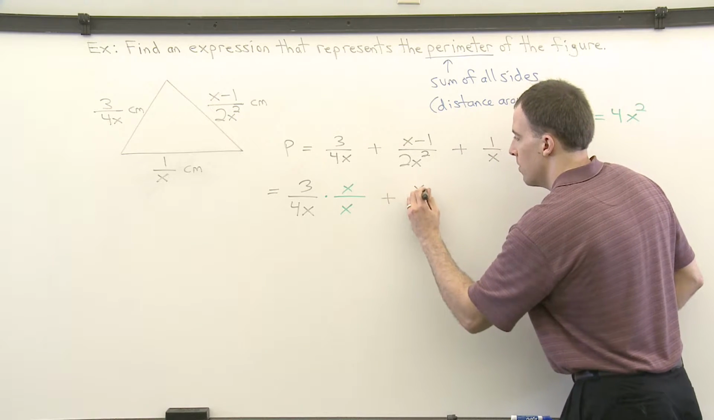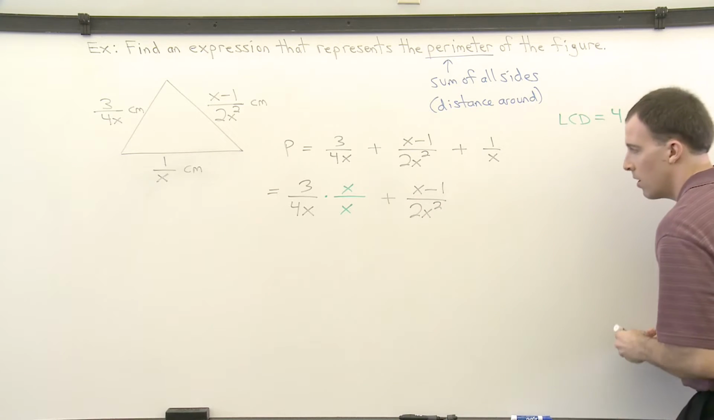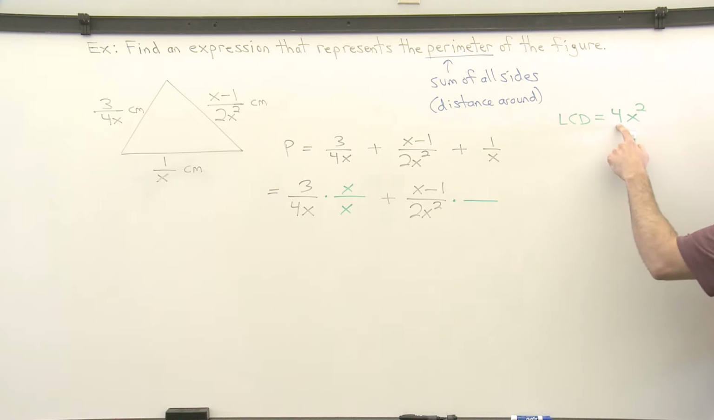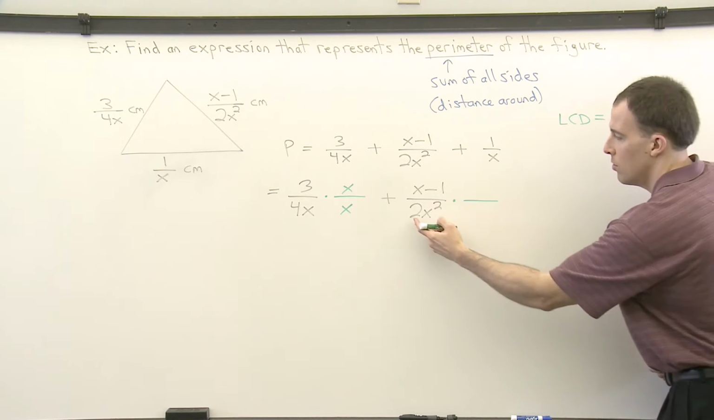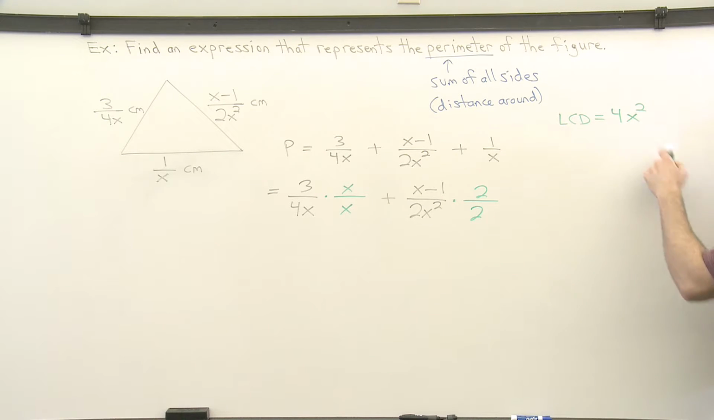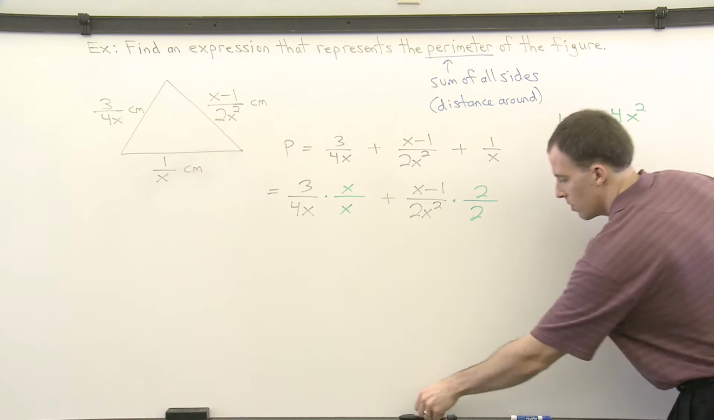For the second fraction, we've got x minus 1 all over 2x squared. Once again, we need to figure out what we need to multiply the denominator by to get 4x squared on the bottom. 2x squared times 2 would become 4x squared on the bottom. So let's multiply the numerator and denominator by 2 for the second fraction.